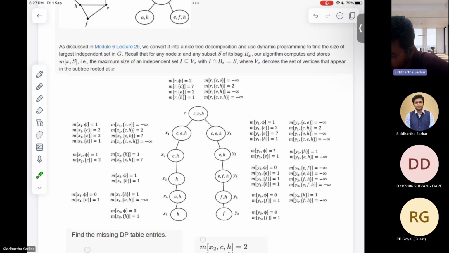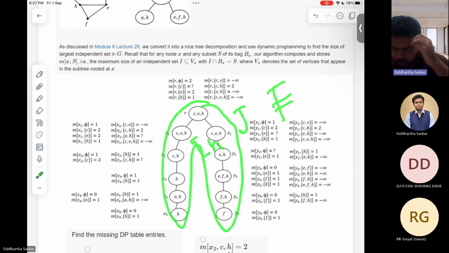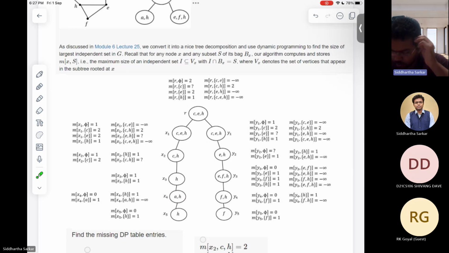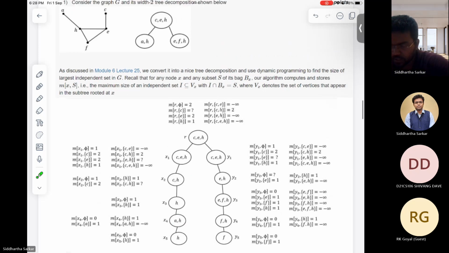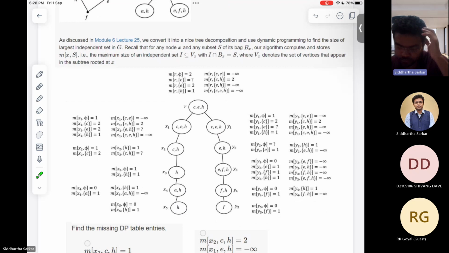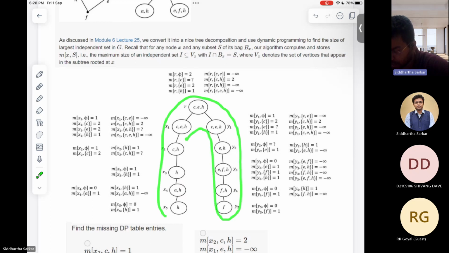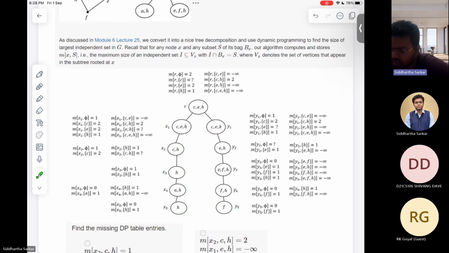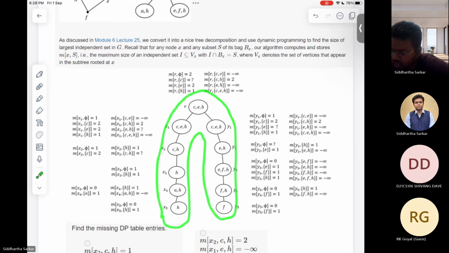So we can verify that every node can be categorized as either introduce, join, or forget. So this is a valid nice tree decomposition of the given graph. This is a small graph, and there are techniques by which one can find nice tree decompositions, which I think are discussed in the lecture videos also. But for the purpose of our question, we won't worry about how this nice tree decomposition has been computed. We have been given this.